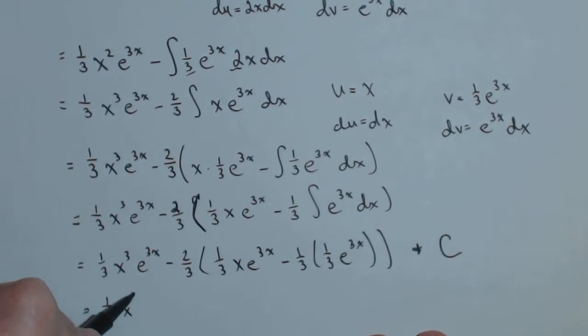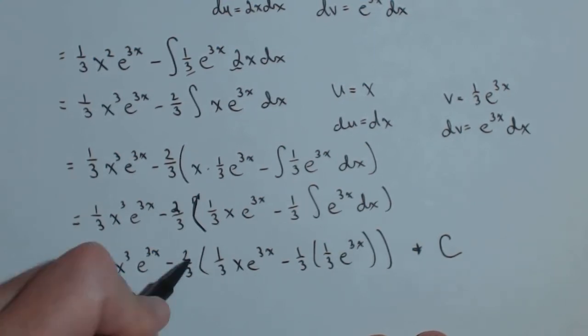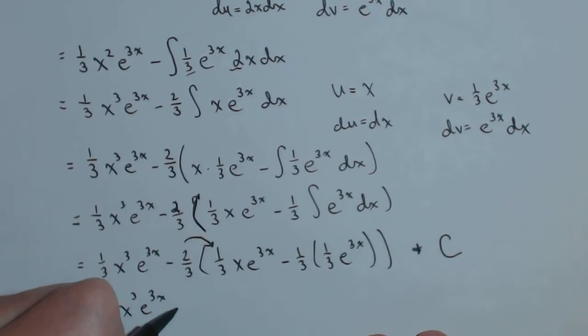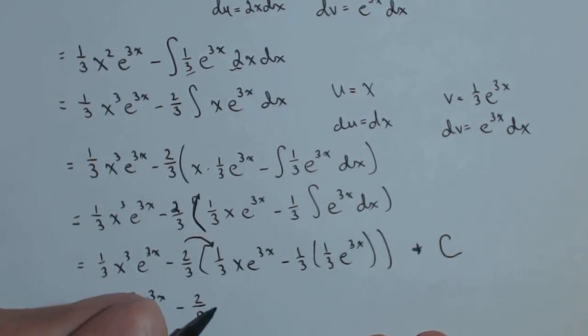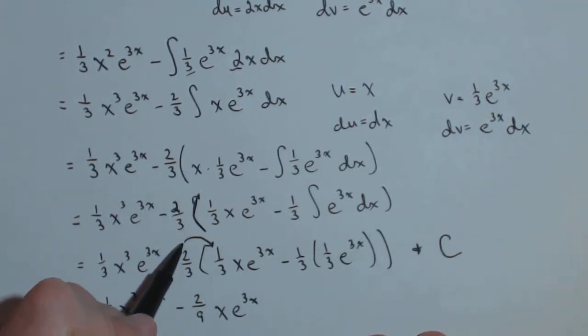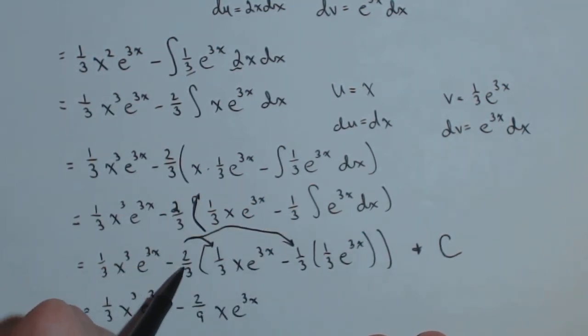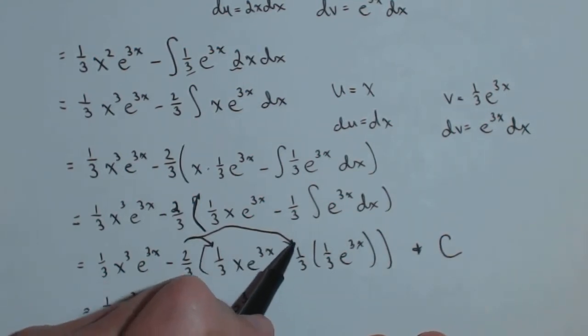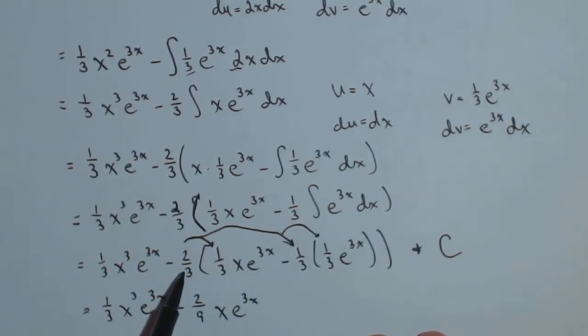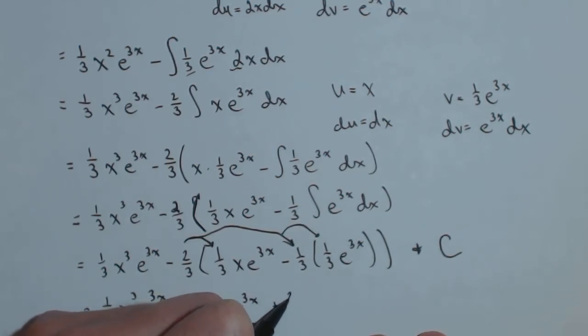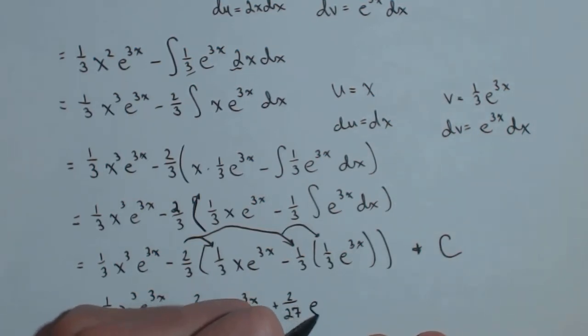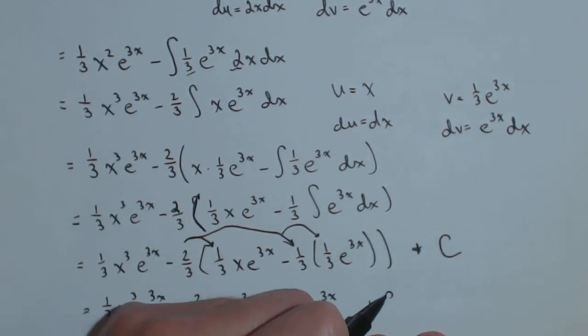So we have 1/3 x squared e to the 3x. That negative 2/3, when it gets multiplied here, is going to give us a negative 2/9 x e to the 3x. And now here, look at what's going to happen. We have a negative 2/3 times a negative 1/3 and also times a third. So negative 2/3 times negative 1/3 is positive 2/9, times another 1/3 is positive 2/27 e to the 3x plus c.